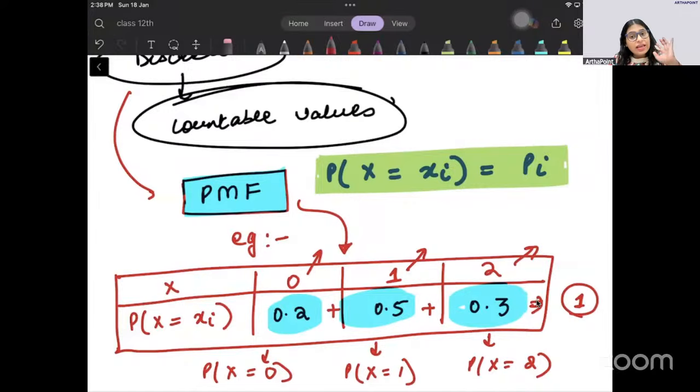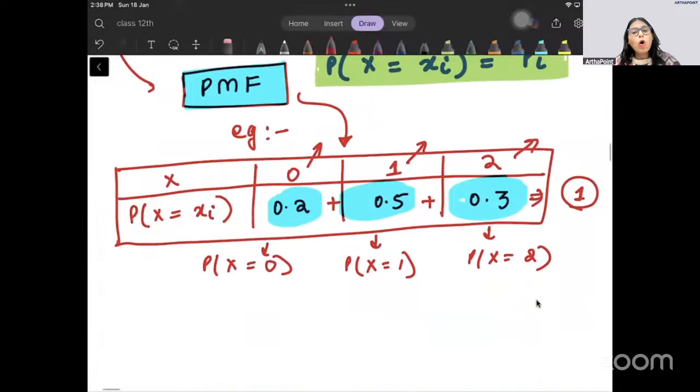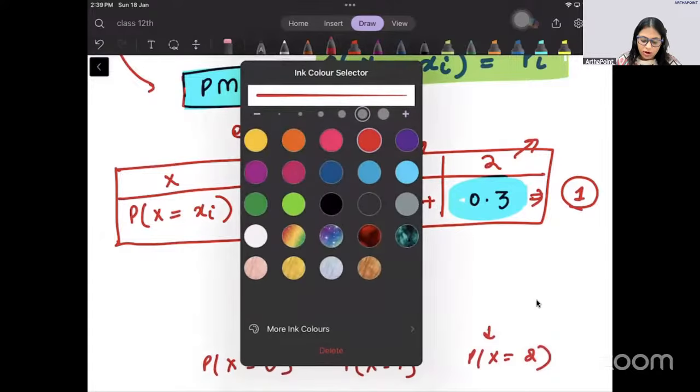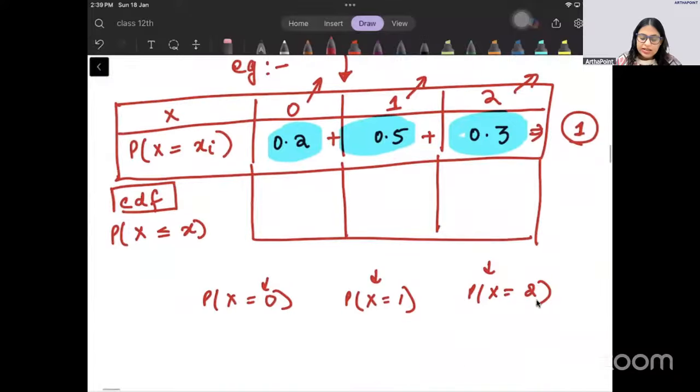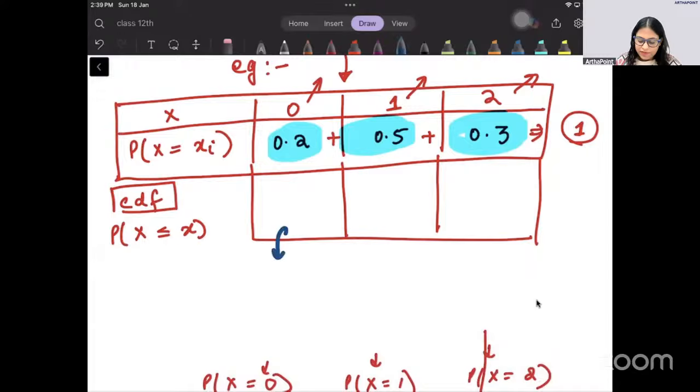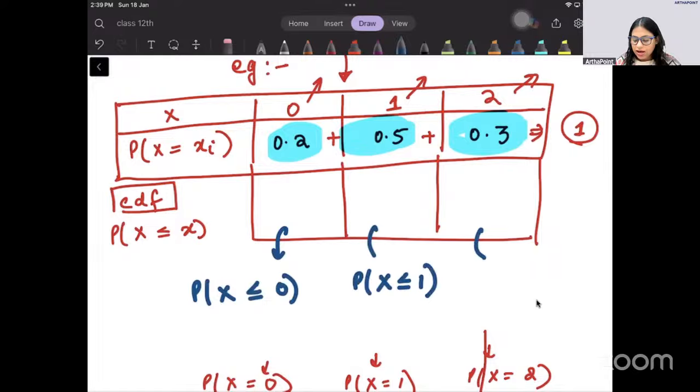With respect to any probability mass function, we can create one more thing. We can also create one more thing, and that will be called cumulative distribution function. In this we find the probability of x less than or equal to some x. So what will we do now? What will we write here? In this first one, we will write probability x less than or equal to 0. Here will come probability x less than or equal to 1. Here will come probability x less than or equal to 2.